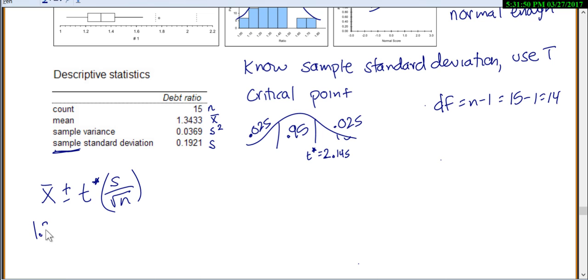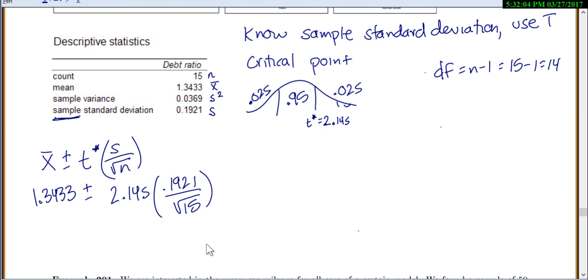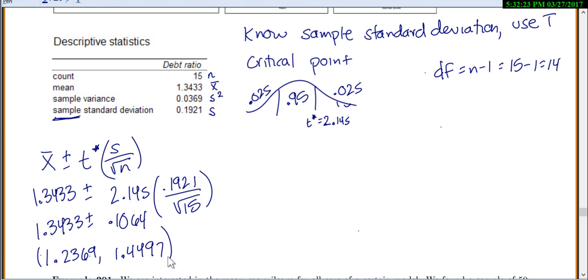So x bar is 1.3433 plus or minus our t value is 2.145, s is 0.1921, and over the square root of 15. So 1.3433 plus or minus 0.1064, and that gives me the interval 1.2369 to 1.4497. So all of the algebra and computations are almost exactly the same as the z intervals. You just have to use a new table to look it up.